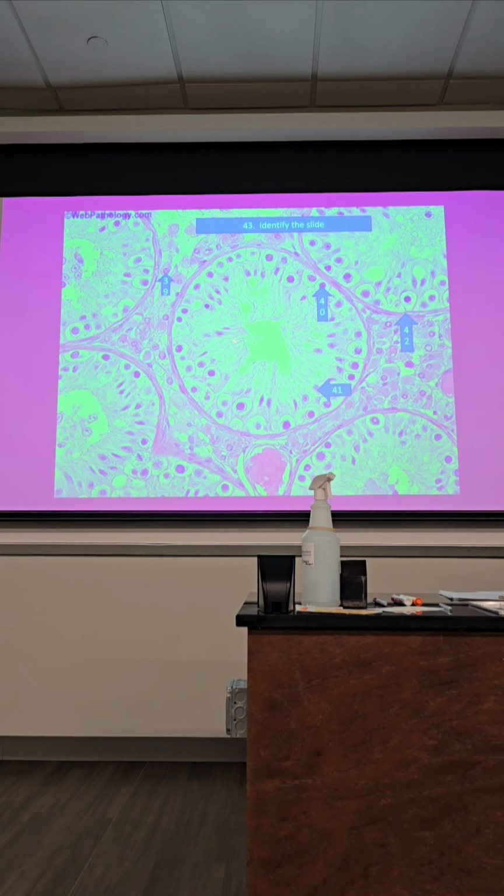Right? Now, what do we see here? A bunch of these odd-shaped circles. Each one of these is called what? So number 42 is what? Seminiferous tubule. Right? In the middle here, what do we have? Spermatozoa. Right? Any cell that's on the outside, what are you gonna call it? The interstitial cells. The interstitial cell produces testosterone.